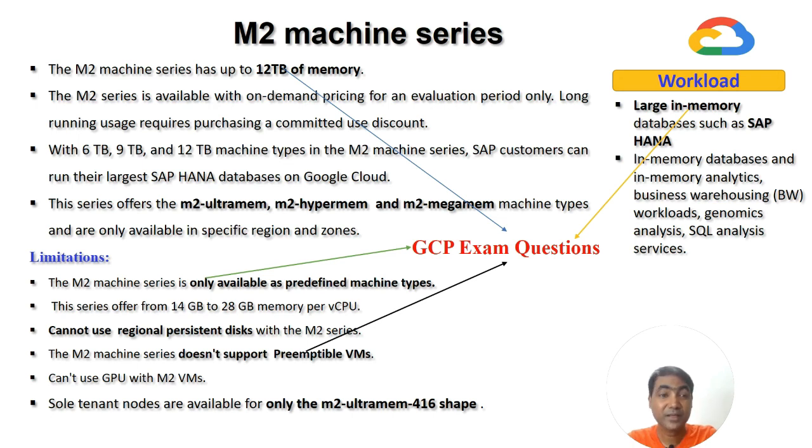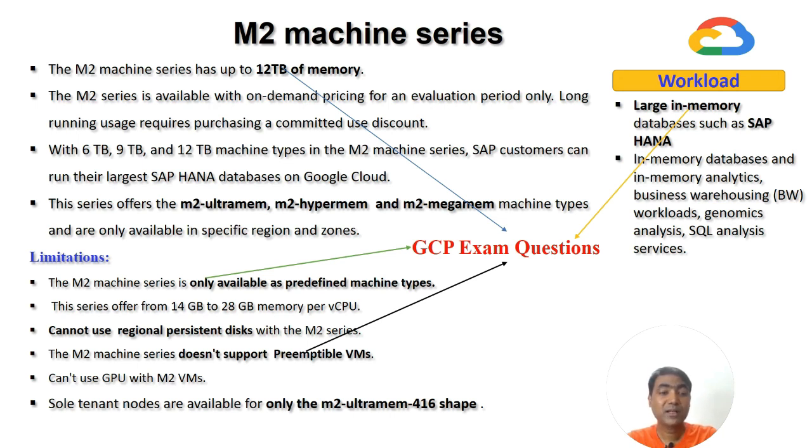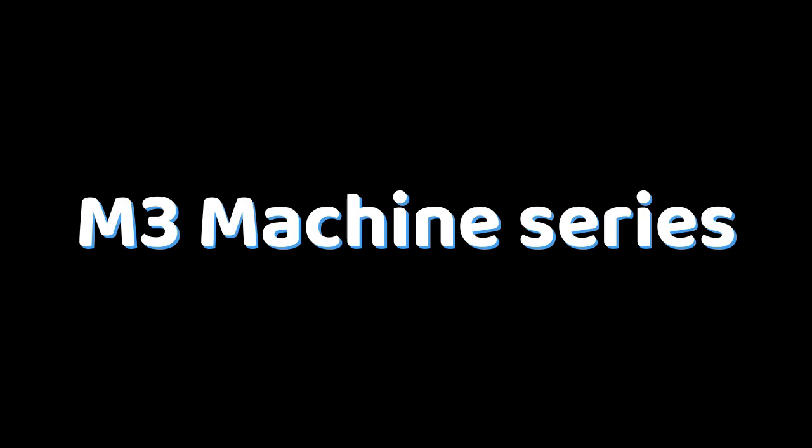The limitations of the M2 machine series: the M2 machine series is only available as predefined machine types, same as the M1 machine series. It is not available as a custom machine type in Google Cloud Platform. This series offers 40 GB to 28 GB memory per vCPU, and you cannot use the regional persistent disk. The M2 machine series doesn't support preemptible VMs and you cannot use GPU with M2 VMs. Sole tenant nodes are available only for the M2 Ultramem shapes. Guys, now you can understand the basic difference between the M1 and M2 machine series.